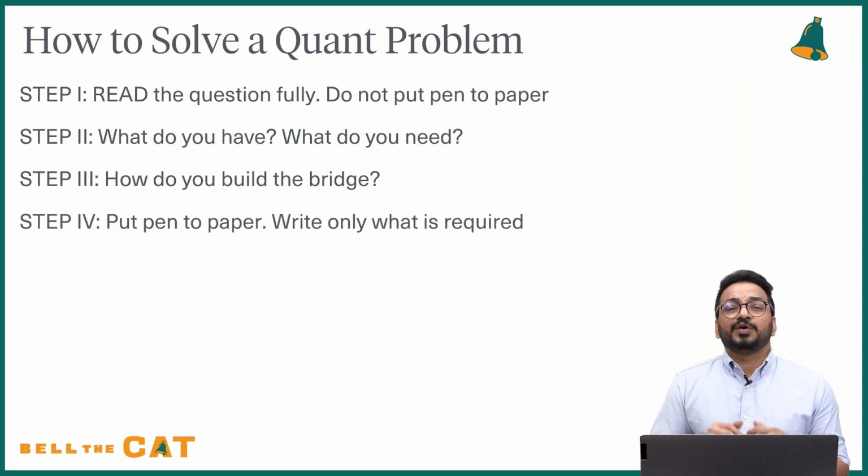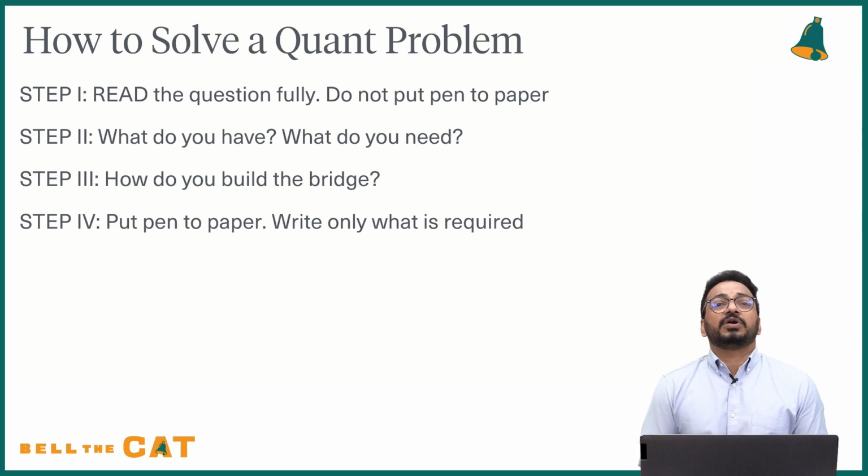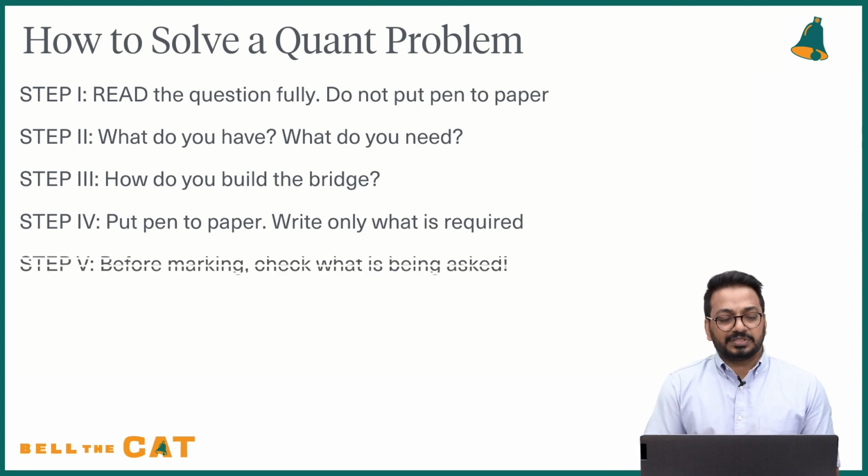Step 4 is putting pen to paper. Then you start writing and write only what is required. Step 5, before marking, check what is being asked. These are the 5 steps for any quant question. If you do this, you will see that the process becomes very, very smooth for you, right?